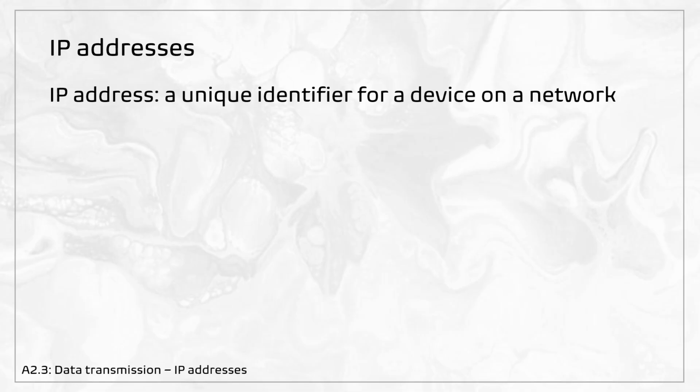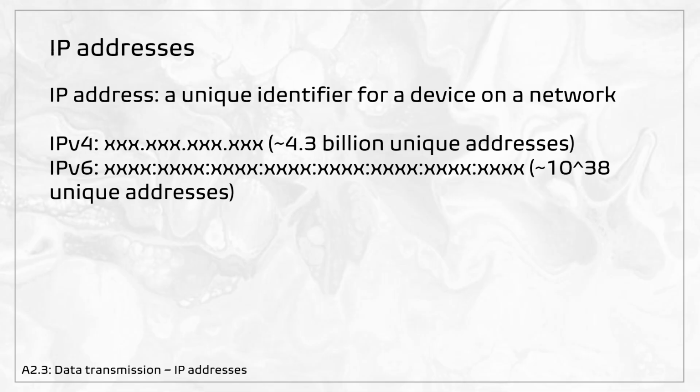Now let's dive deeper into IP addresses. We've glossed over what they are, but for a more concrete definition, an IP address is a unique identifier for a device on a network. They come in either IPv4 or IPv6. IPv4 is a series of 4 numbers ranging from 0 to 255. You're probably familiar with this kind of IP address. A total of around 4.3 billion unique addresses can be made with IPv4.